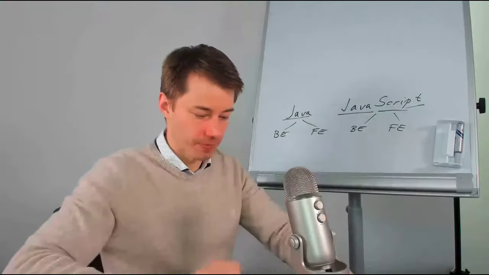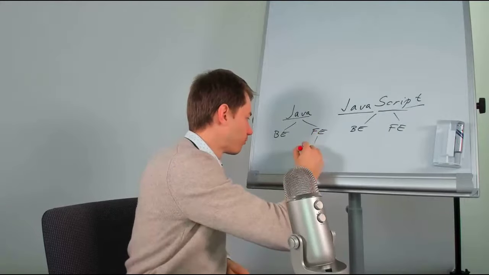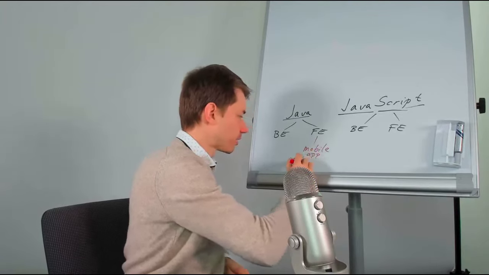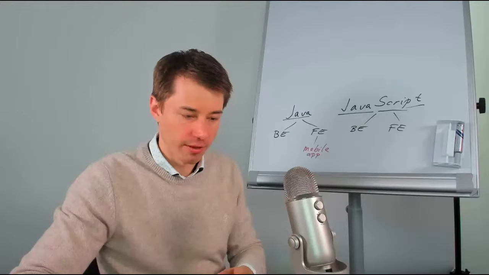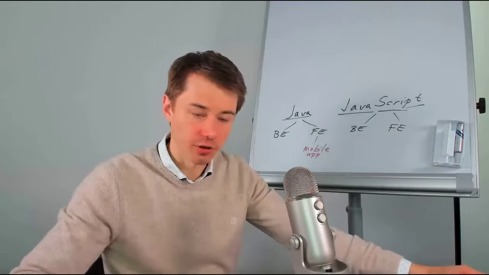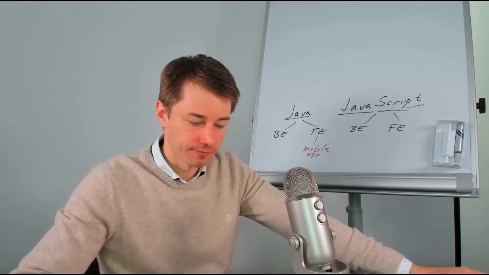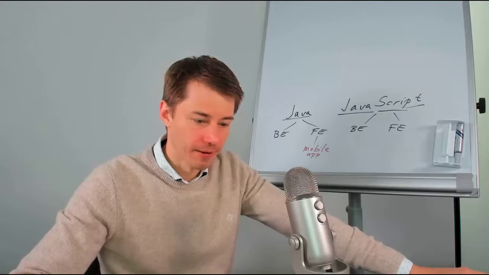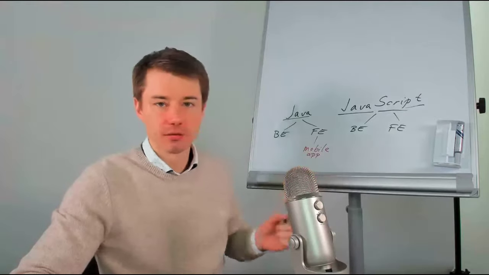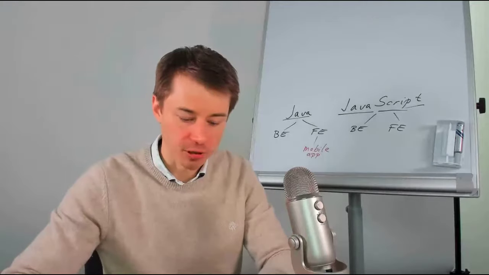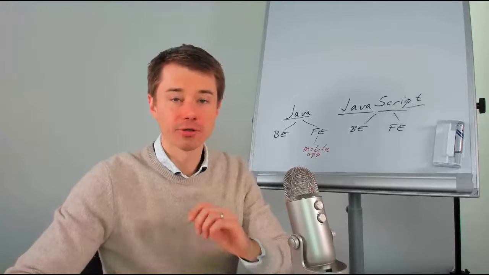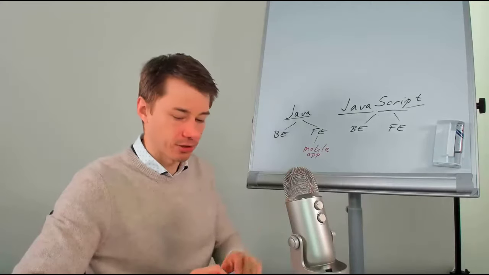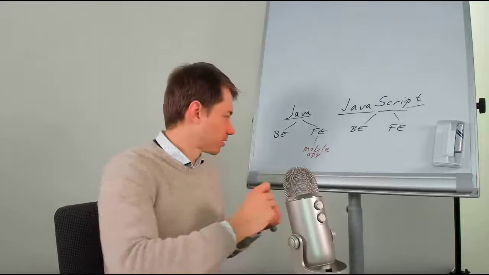Let me grab a different color. So here we have mobile app as a front end. You know that Google pushes Android as the open source operating system for mobile phones, and the apps that you, as say a development studio or a company, write are written in Java. So Java is used to build mobile applications. I'll write here Android.